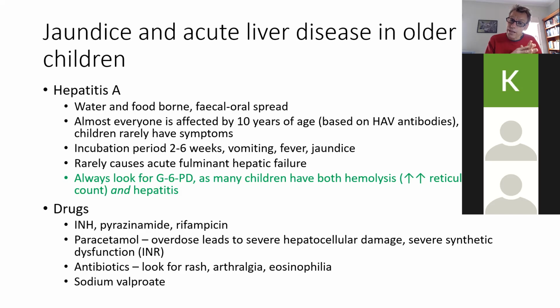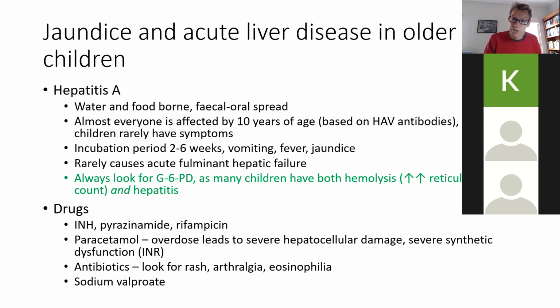But we need to make a distinction between, is it hepatitic, is it cholestatic, is it hemolytic? All right, and those children that have got hepatitis A, they've got a hepatitic picture. They've got a high ALT, they've got a high unconjugated bilirubin. Usually their gamma GT and their alkaline phosphatase are not too high, but always look for other things like G6PD deficiency.